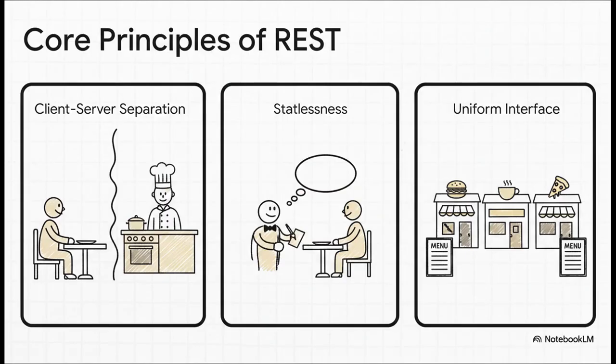This stability comes from a few core ideas. First, client-server separation. The client and the server are completely independent. This means you can change one without breaking the other. Second, statelessness. The server doesn't remember anything about your past requests. Every request is a completely fresh start, which makes the system incredibly simple and way easier to scale up. And finally, a uniform interface. By using these standard HTTP verbs and URLs, you kinda automatically know how to order from any REST API, just like you know the basic process of ordering in any restaurant you walk into.